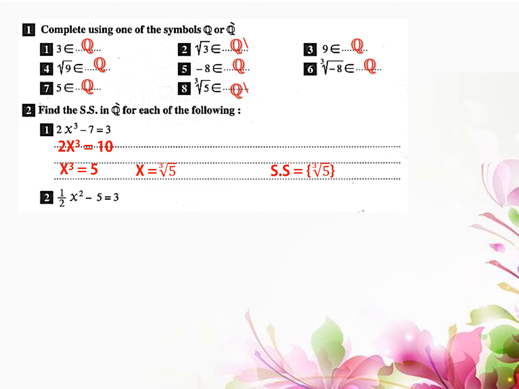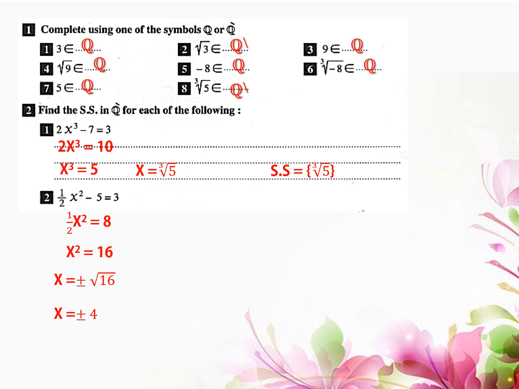The second example: x power 2 minus 5 equals 3. Let's move negative 5 to the right side as positive 5. It will be 8. Dividing by 2, then x power 2 equals 16... The inverse operation of power 2 is positive or negative square root. Then x will be positive or negative square root of 16. It will be positive or negative 4.